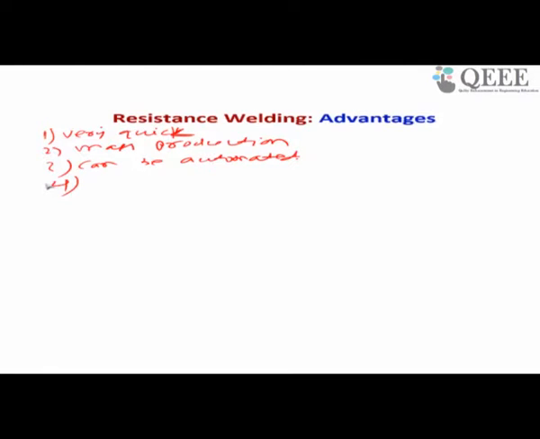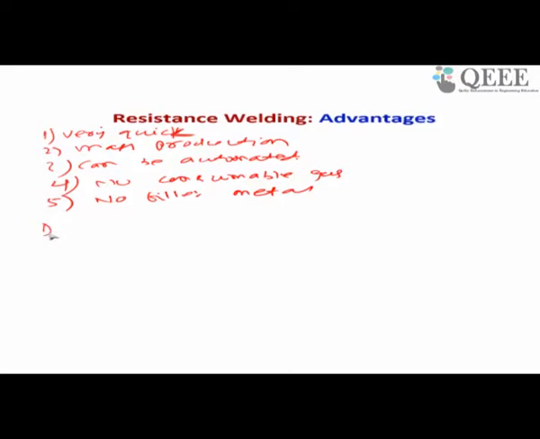Fourth, no consumable gas: shielding gas is not required. The fifth advantage is that you don't need any filler material either. No filler metal. These are some of the advantages of resistance welding.